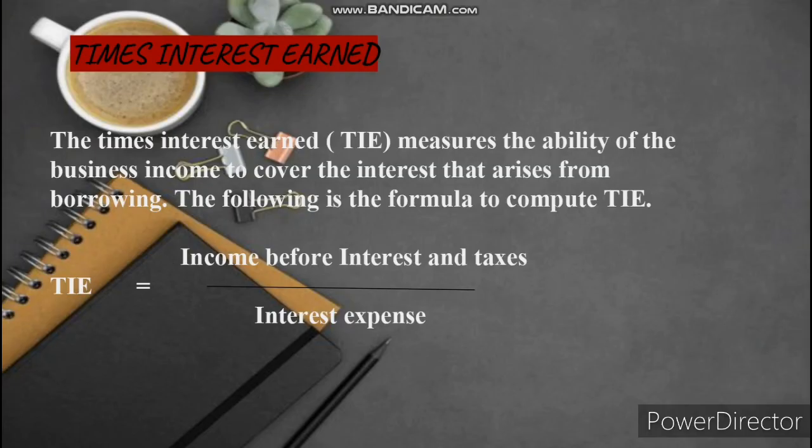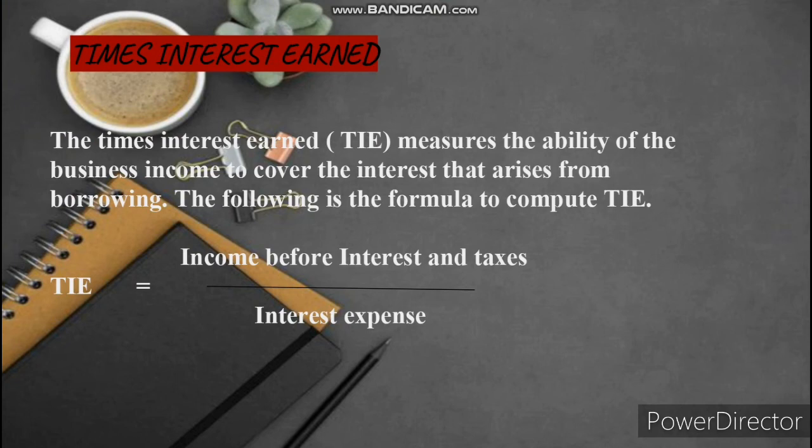Next, we have the times interest earned. The times interest earned ratio is a measure of a company's ability to meet its debt obligations based on its current income. And we have to use this formula as you can see on the screen. TIE equals income before interest and taxes, all over the interest expense. So you must take note of the income before, yung final income mo talaga na hindi nabawasan na any interest or any taxes, all over the interest expense.